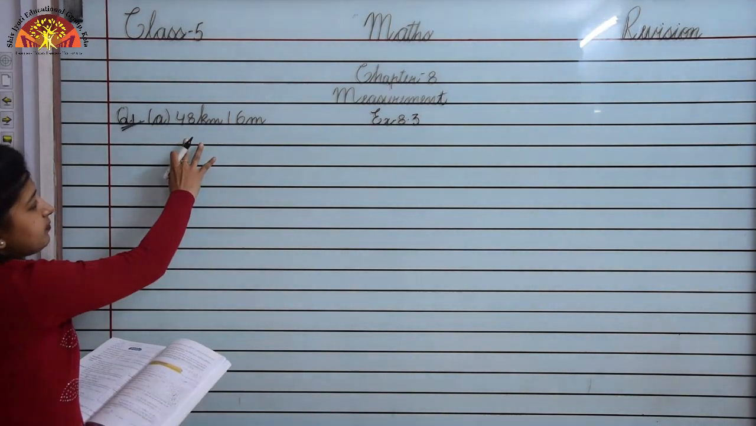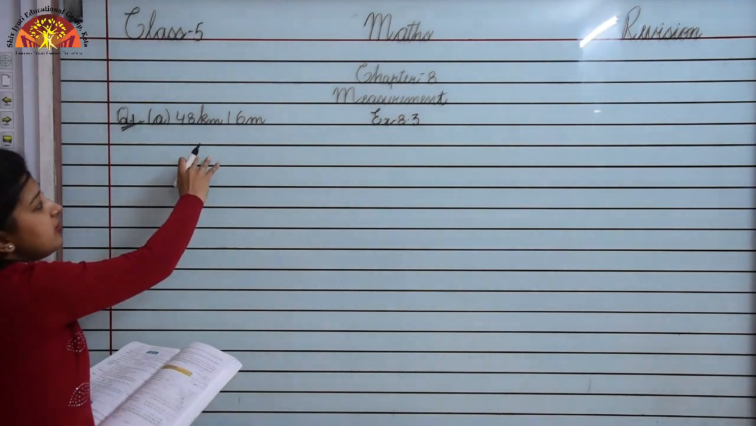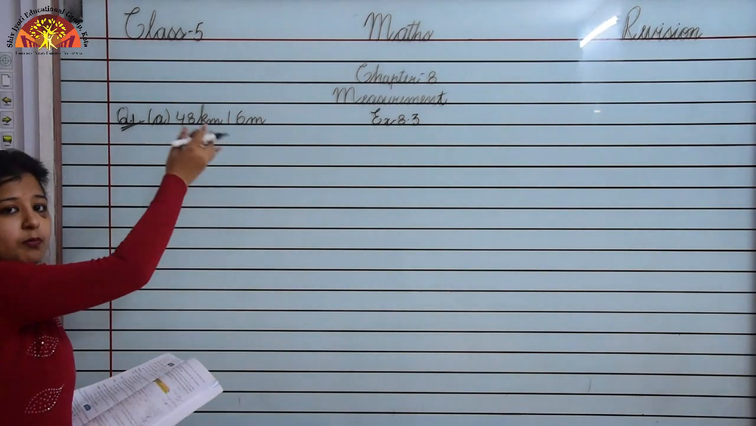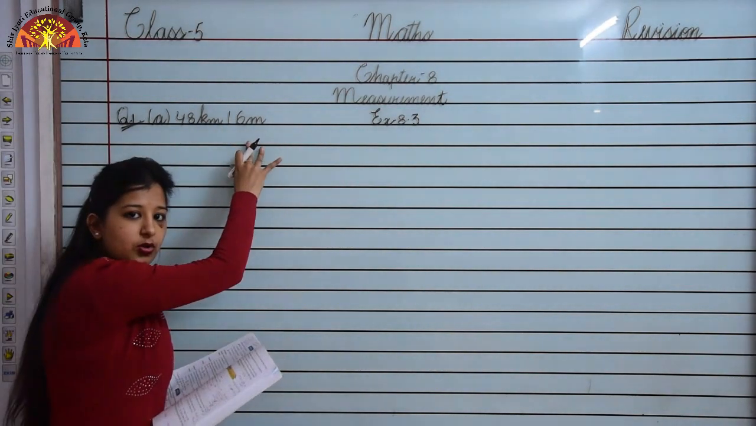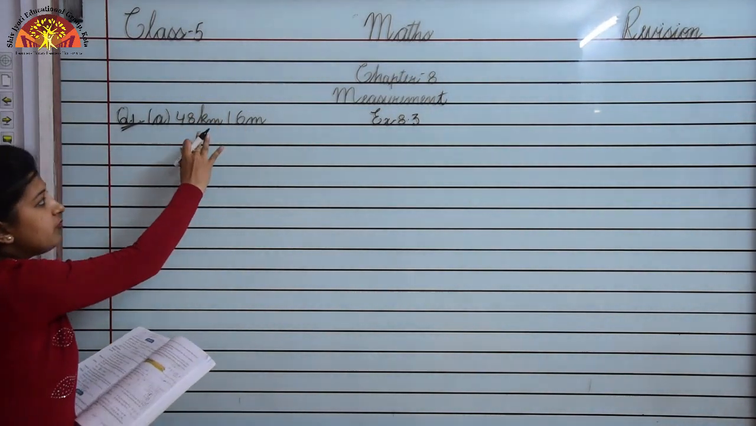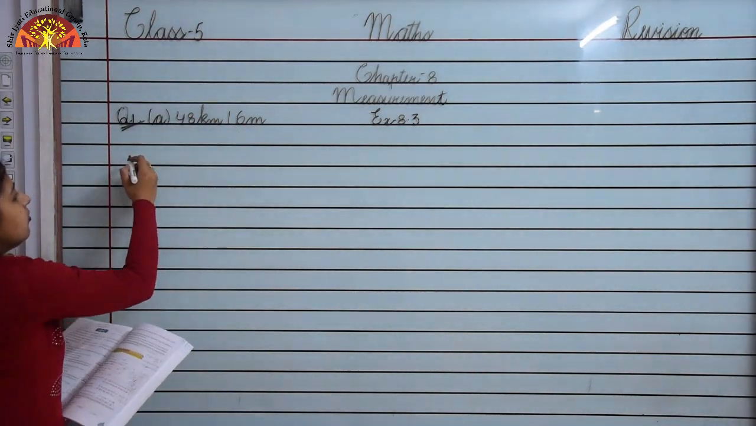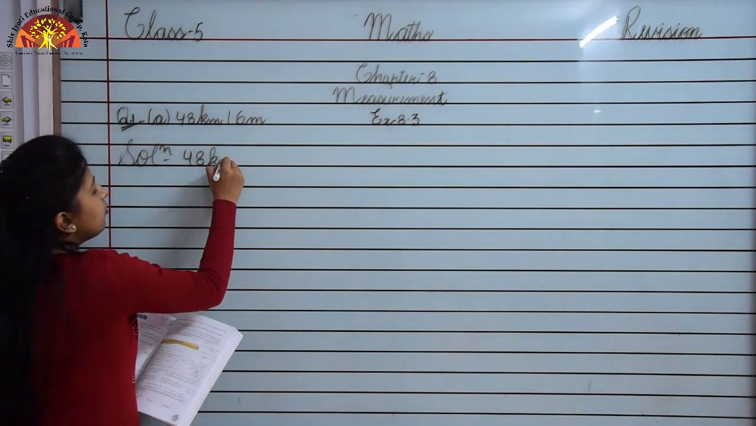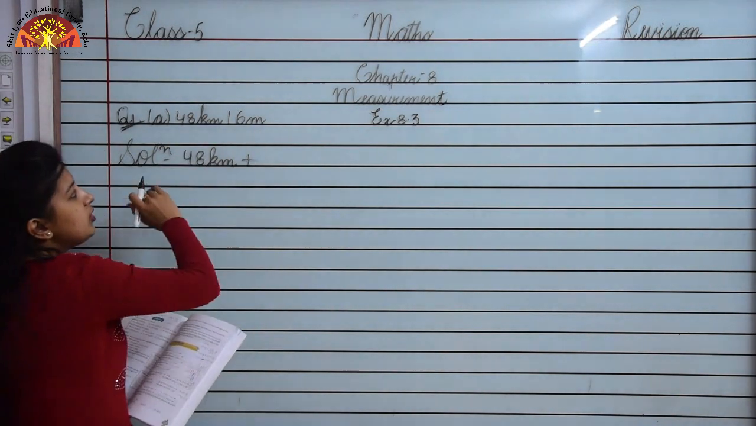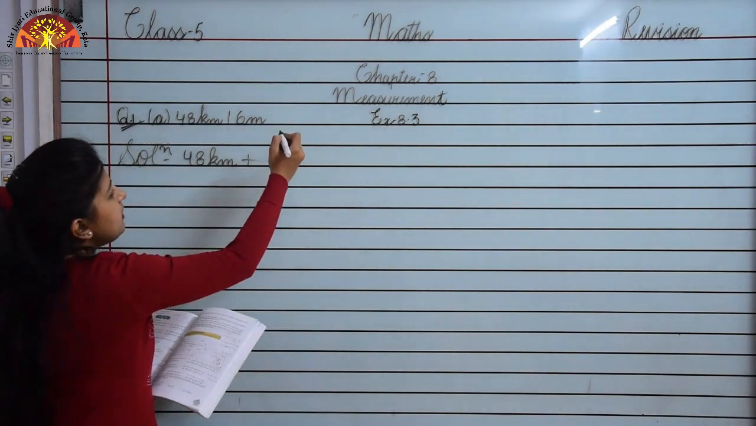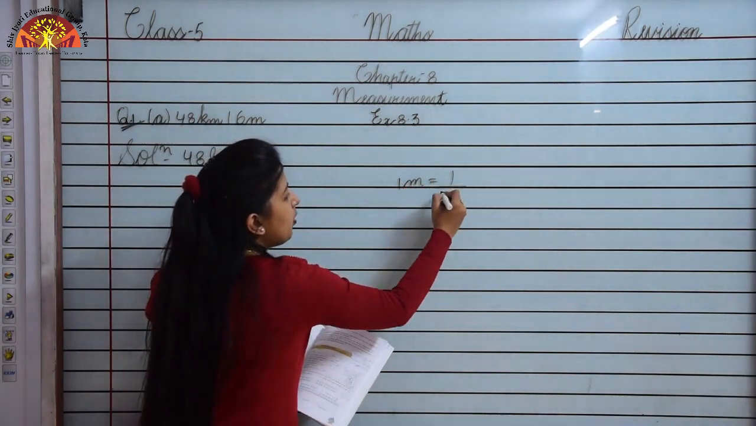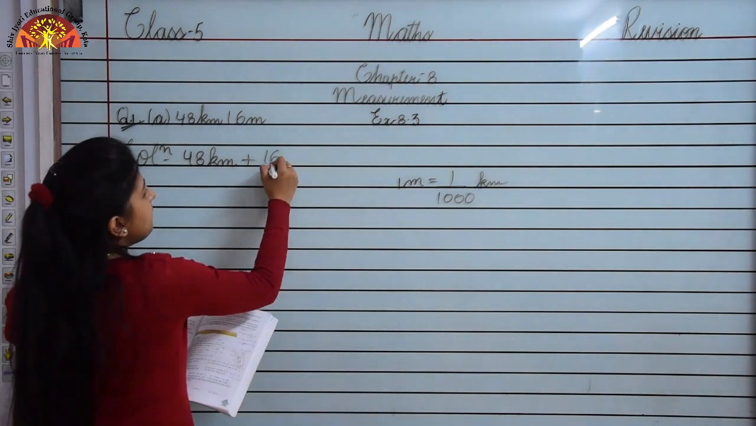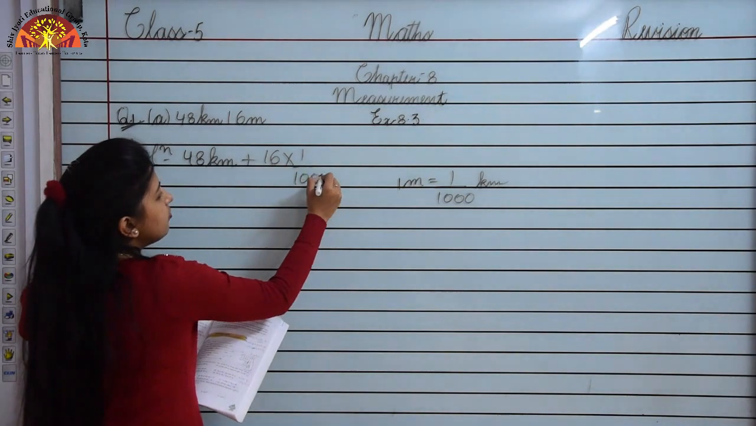So students, here we have to change the given question into the same unit. It means we have to convert the smaller unit into the bigger unit. Here meter is the smaller unit and kilometer is the bigger unit. So we will convert meter into kilometer. Here 48 is already in the bigger unit. So we are converting meter into kilometer. As you know students, 1 meter equals 1 upon 1000 kilometer. So we will multiply 16 by 1 upon 1000.